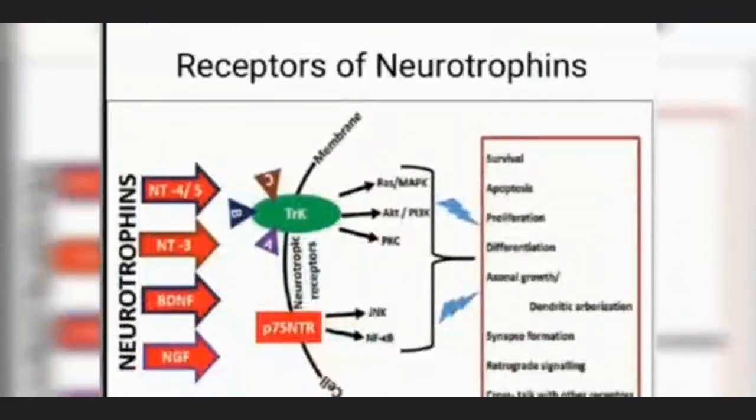Coming to the receptors of the neurotrophins, they will act on various receptors. These are neurotrophin receptors. They may be on the cell membrane, clearly mentioned: TRK, P75NTR, and once these enter the cell, they execute by forming secondary messengers. They are required for survival, apoptosis, proliferation, differentiation, axonal growth, dendritic arborization and synapse formation, retrograde signaling, and crosstalk with other receptors. Okay, overall, I would like to show you the receptors of the neurotrophins in this picture.